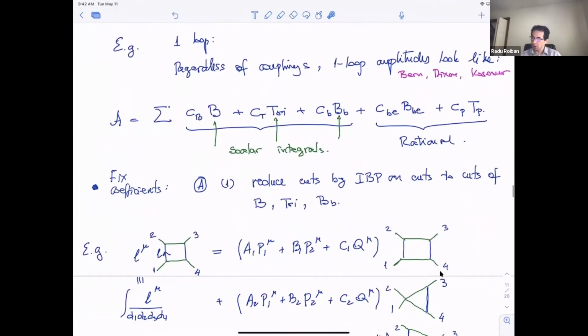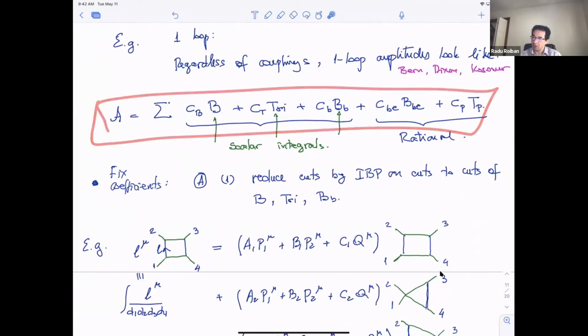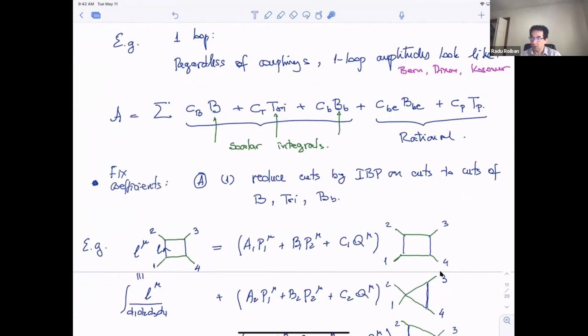I'm going to do this as a one loop example, but it's only because the higher loop versions are somewhat more complicated, but they work in exactly the same way. So at one loop, it's been known for quite some time that an amplitude in 4 dimensions can be decomposed into scalar box integrals, scalar triangle integrals, scalar bubble integrals, and then bubbles on external lines and tadpoles in the case of massive particles. So let me ignore these for now because these are not classical, and focus on these guys.